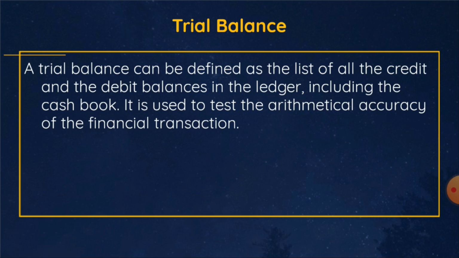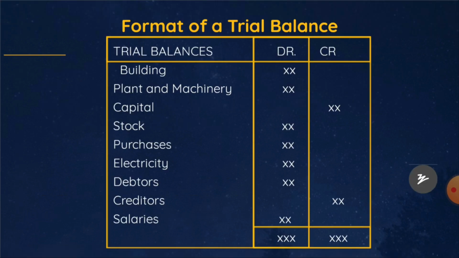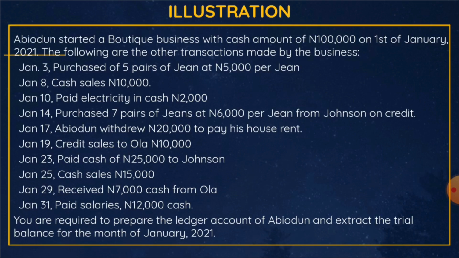Before we go further, let's look at the format of a trial balance. In a trial balance, we have three columns. The first column is for the entries, while the second column is the debit side, where all the items that have a debit balance will appear, while the credit side contains the list of the items that have credit balances. Now let's take an illustration.